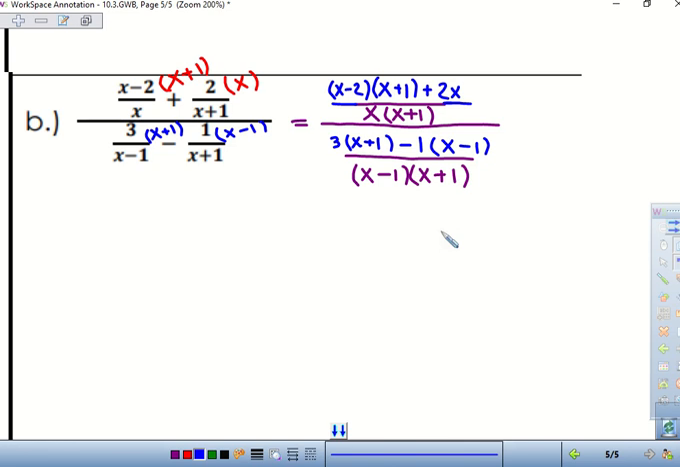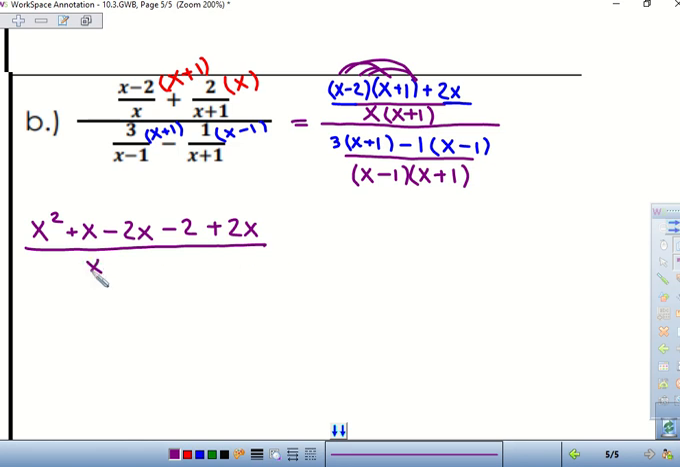So now that we're at the stage that we're at, we can convert this division problem into a multiplication problem. Now, you can write it out as multiplication right away, but what I'm going to do is partially simplify as I do it to save some room. So I can see that this top is going to FOIL out, right? I'm going to have to do FOIL on that. So that's going to become x squared, first, outer, inner, and last, plus the 2x that was already there. And I know that's all over x times x plus 1.